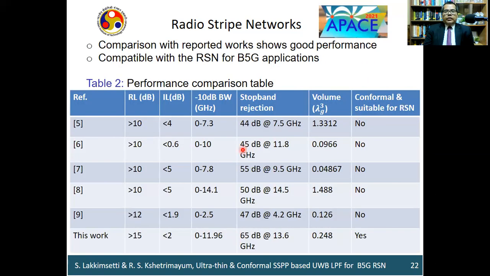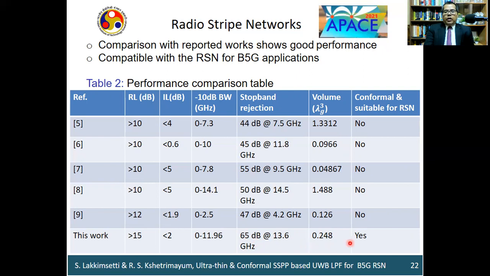As usual, we make a comparison of our filter with the existing filters in the literature. It has been observed that the return loss is highest for our low pass filter, greater than 15 dB. Another thing is that the rejection level at the stop band of 13.6 GHz is around 65 dB, which is the highest among all the reported filters in the literature.